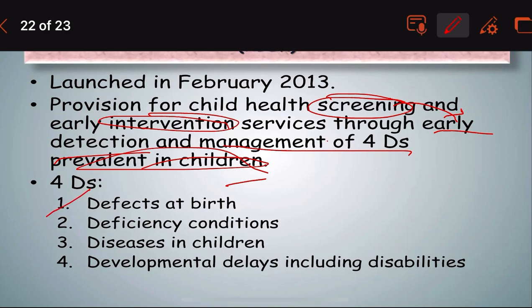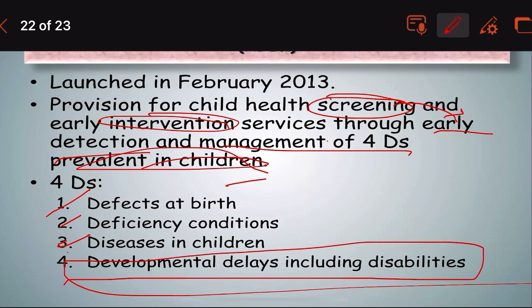The first D stands for defects at birth. The other Ds are deficiency conditions, diseases in children, and developmental delays including disability. These are the 4Ds prevalent in children, and the child health screening and intervention services are provided to prevent and manage them. The 4Ds are defect, deficiency, disease, developmental delay.